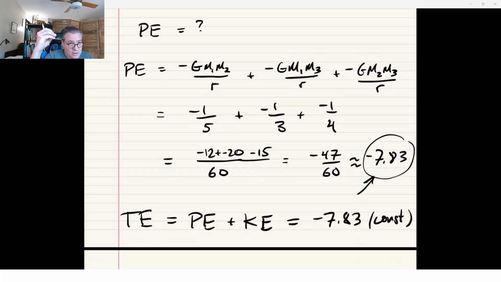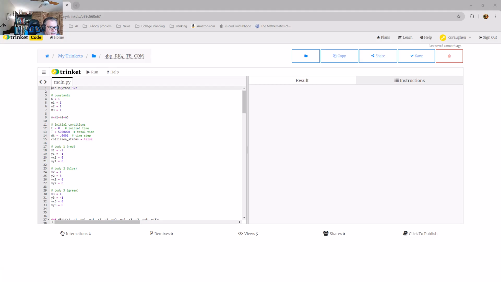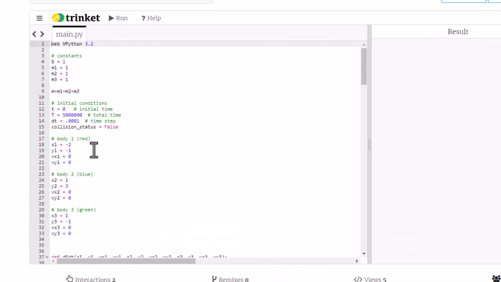Now, once they start moving under the influence of gravity, the kinetic energy will increase. And as this increases, I would expect that to decrease so that I could keep that value constant. Okay, so here I am back in Trinket and set up the initial conditions for this Pythagorean triangle.